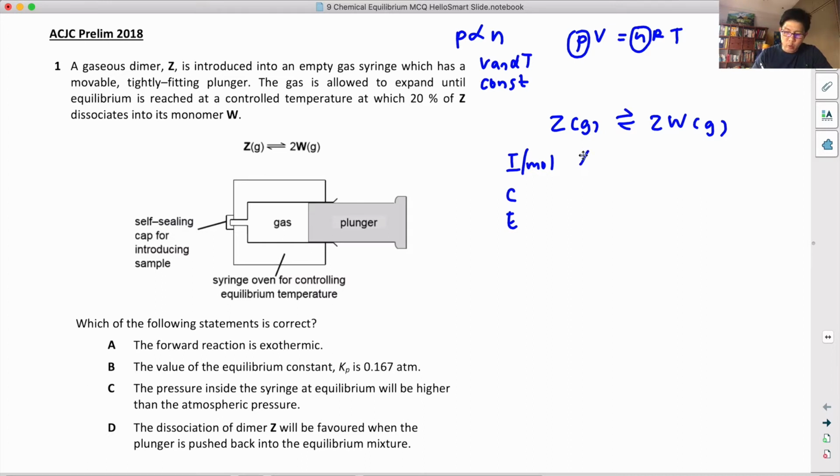So I have x moles of Z and 0 of W. 20% of it dissociates, so minus 0.2x, and this is plus 0.4x. So this becomes 0.8x and this becomes 0.4x. So the total number of moles here is actually 1.2x, if you add them together. This is the total moles.